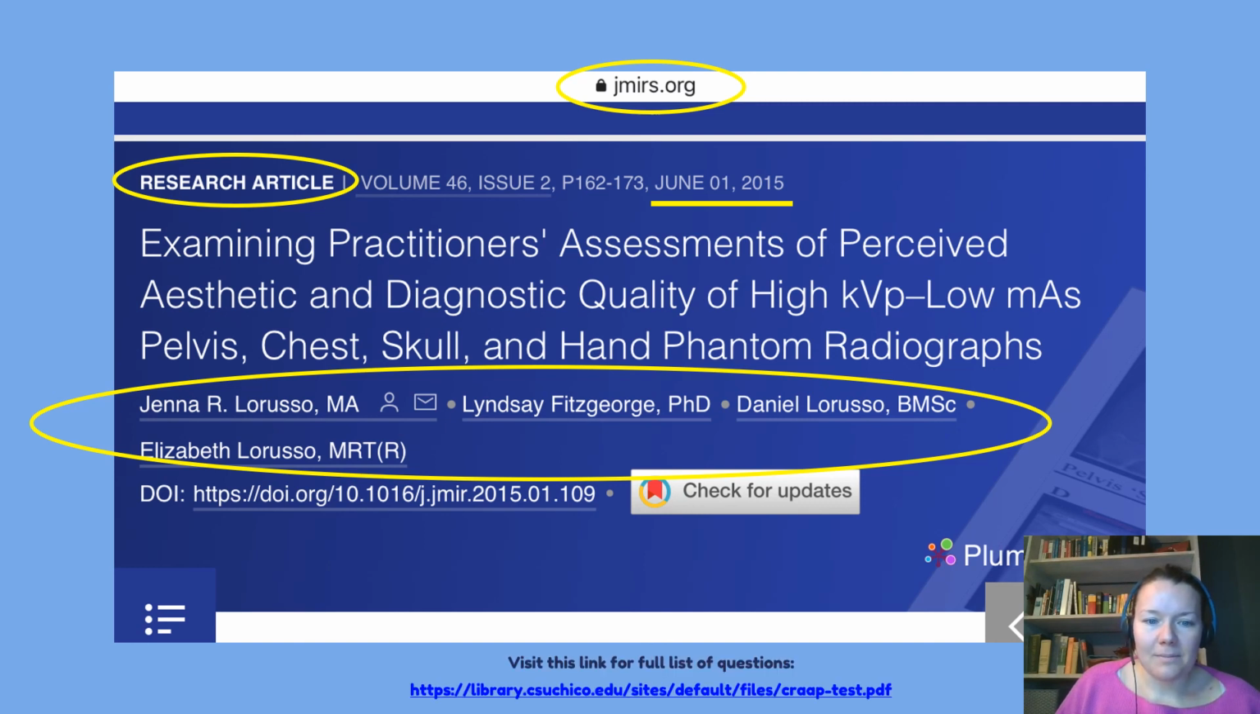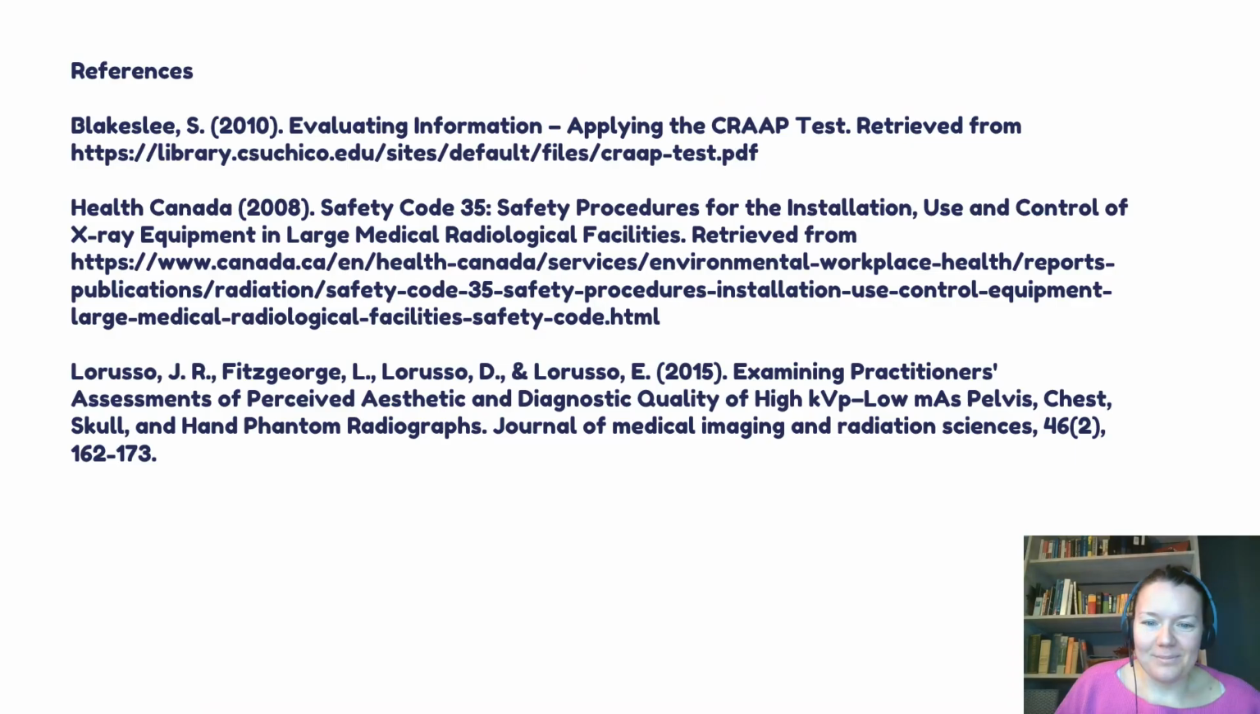And there you have it. If you're interested in using this tool, here's a link to the full list of questions, and you'll probably find that a lot of libraries also cite this as a tool that can be used by students or anyone who's really trying to look for sources of information for various purposes. And there are the references that I used for this presentation.